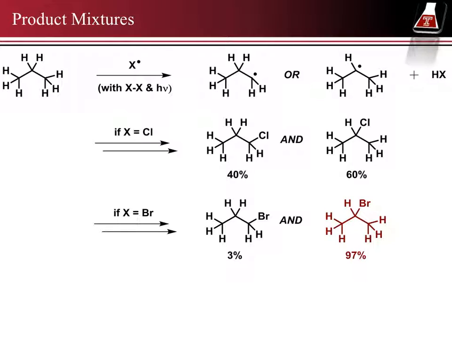But if we do radical bromination, now X doesn't equal chlorine, it equals bromine. So again, bromine radical here for X radical. If we use bromine, you see that now we have 97% secondary halogenation versus 3. Up here we had 60-40, so this is 3 to 2 or 1.5 to 1 ratio. 97 to 3, this is over 32 to 1 selectivity.